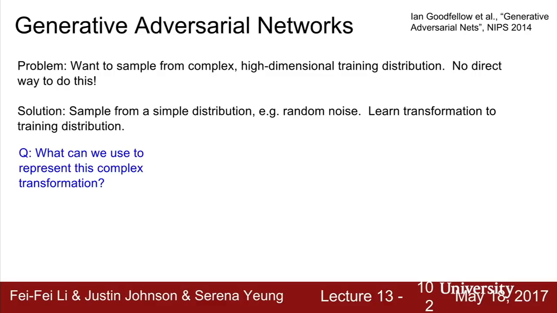For example, random noise, right? Gaussians, these we can sample from. And so what we're going to do is learn a transformation from these simple distributions directly to the training distribution that we want. So the question is, what can we use to represent this kind of complex distribution? Yeah, neural network, I heard the answer. When we want to model some kind of complex function or transformation, we use a neural network.